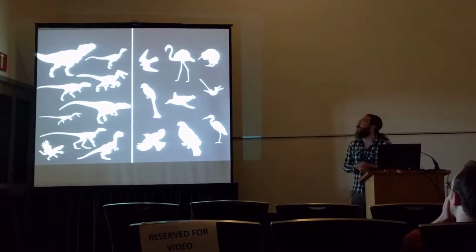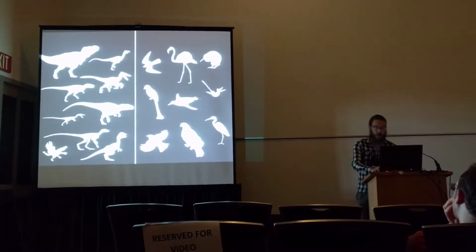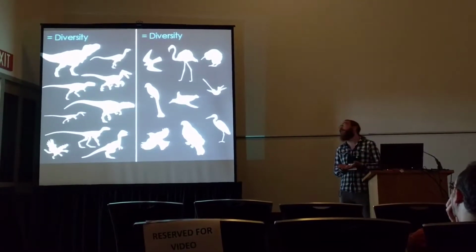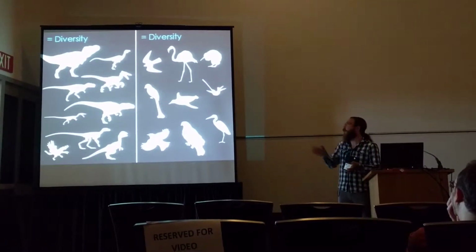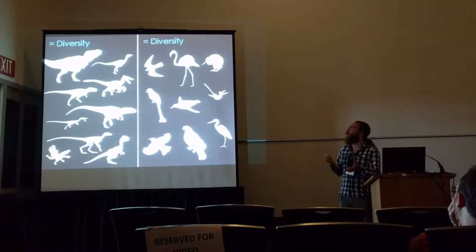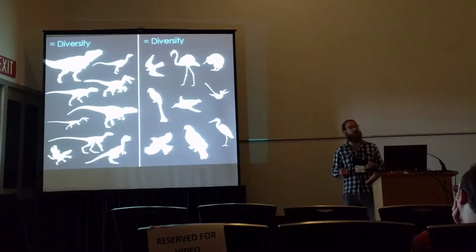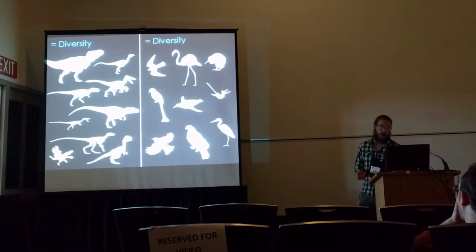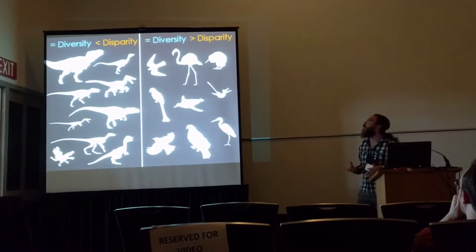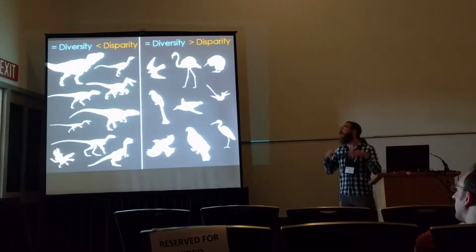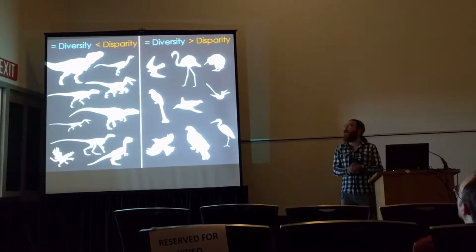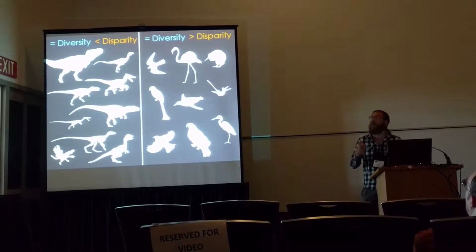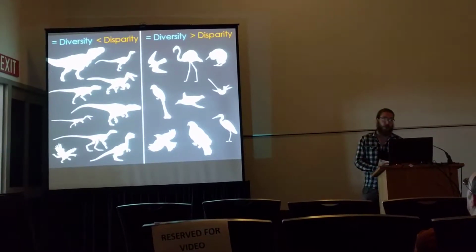basically we're interested in biodiversity and all these themes. You can see, for example, that these two groups have the same species diversity, so you count 9 species on each side. But from intuition, we want to say that the group of the birds has a higher morphological disparity than the group of theropods that all look a bit the same. You have more different shapes and functions maybe in the group of birds.